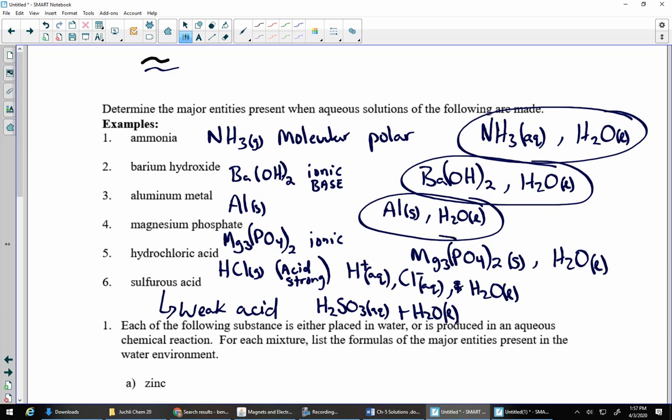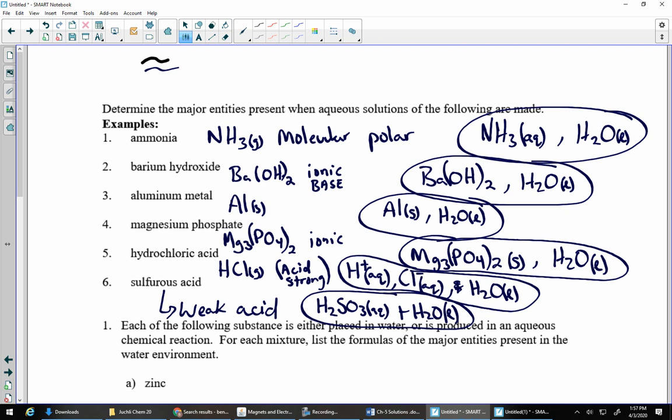And we might circle each of these just to keep them a little bit separate. Sorry, got a little bit messy here, folks. A little bit messy. But our major entities in water are all circled there for each of the examples. Cool, so I hope that makes sense for you. You got a bunch of practice here.